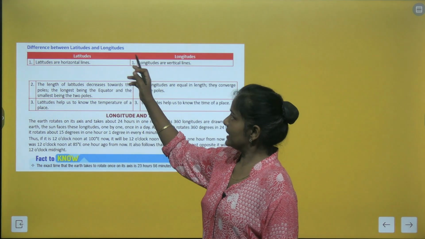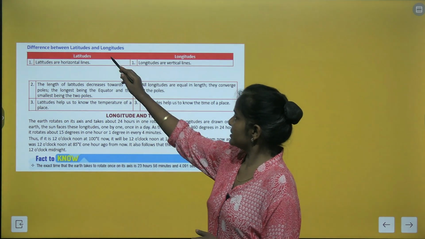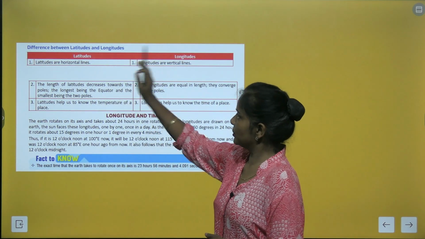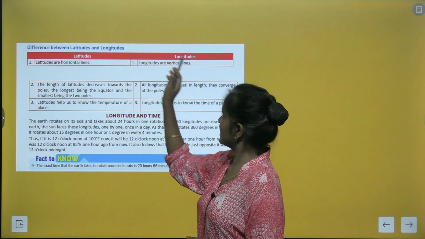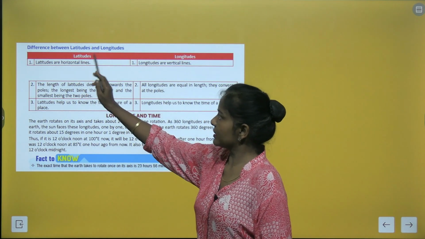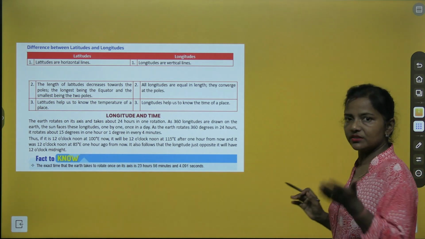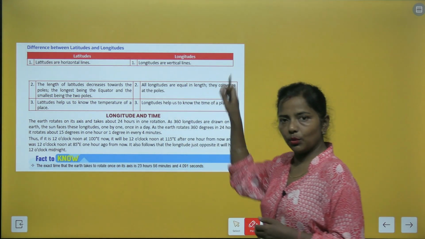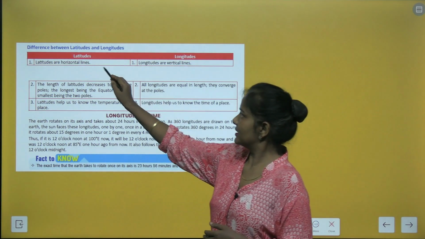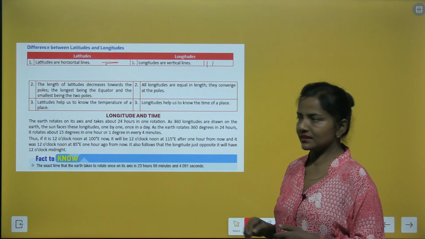Now, difference between latitudes and longitudes. दोनों में difference क्या है? First, we'll read about latitudes. Okay, simultaneously हम दोनों के बारे में पढ़ेंगे. Latitudes and longitudes. Latitudes are horizontal lines. Fine. अभी हमने पढ़ा कि जितने भी horizontal lines हैं वो latitudes and longitudes are vertical lines. Latitudes horizontal lines हैं और longitudes vertical lines.